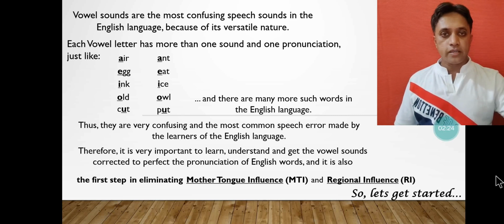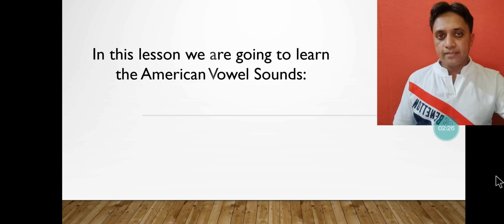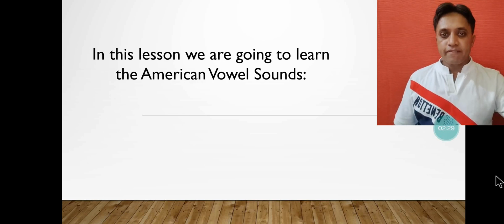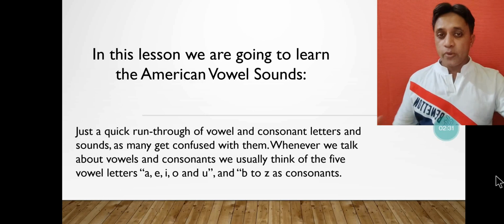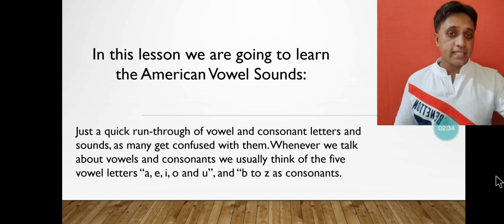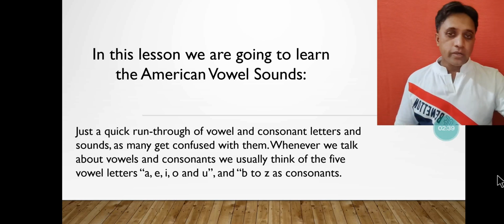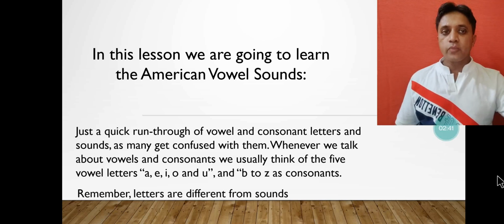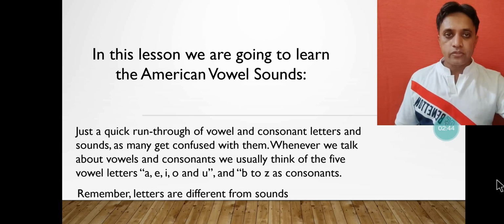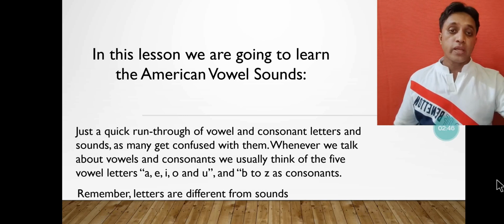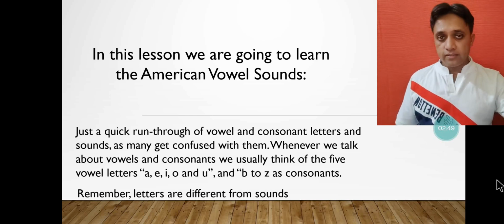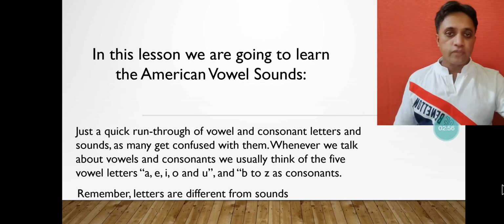So, let's get started. In this lesson, we are going to learn the American vowel sounds. But before that, just a quick run through of vowel and consonant letters and sounds, as many get confused with them. Whenever we talk about vowels and consonants, we usually think of the 5 vowel letters A, E, I, O, and U, and B to Z as consonants. Remember, letters are different from sounds. So let's first check the difference between the letters and sounds of the English language with the help of this chart.